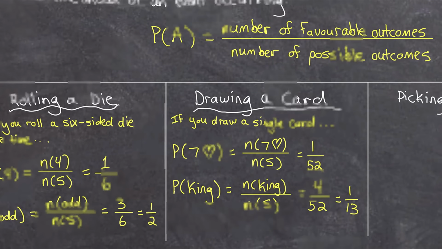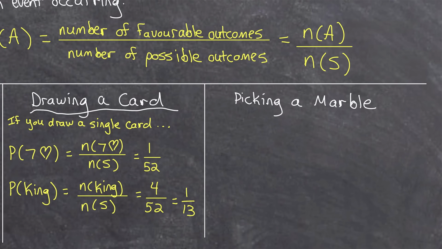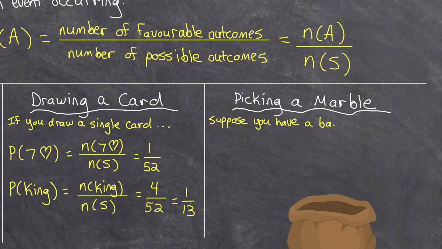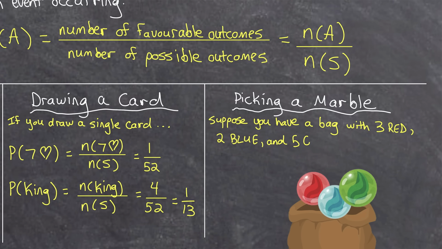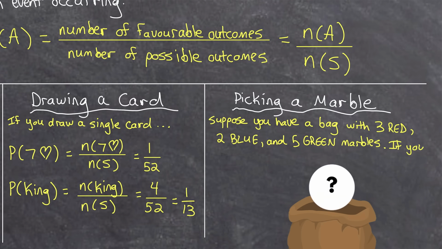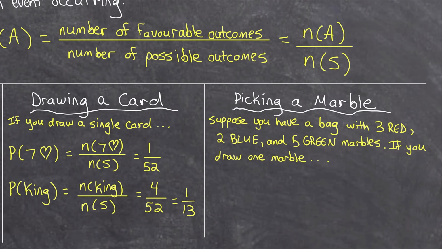And let's move on to the last theoretical probability question I'll do with you, picking a marble. Suppose you have a bag containing 3 red, 2 blue, and 5 green marbles. If you draw 1 marble at random from the bag, let's calculate the probability that you draw a red marble.